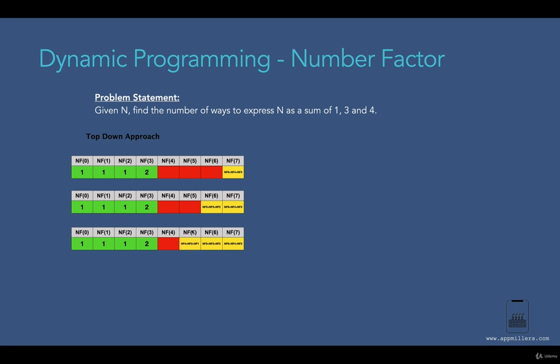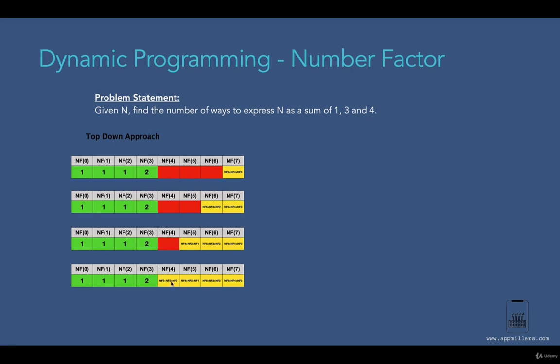Now for finding the number factor 5, we need to find out number factor 4, which is 5 minus 1, plus number factor 2, which is 5 minus 3, plus number factor 1, which is 5 minus 4. So as you can see, to find number factor 5, we need to find out number factor 4. So this means that we need to write the equation for number factor 4.